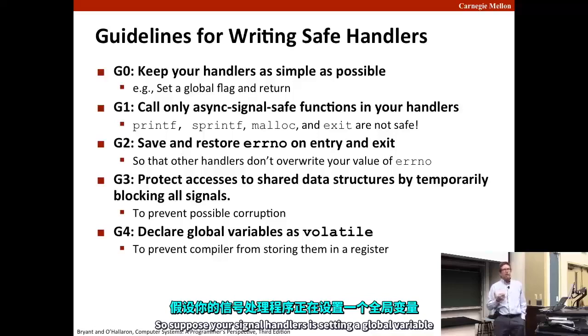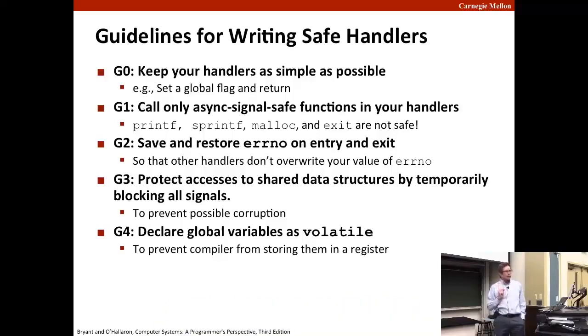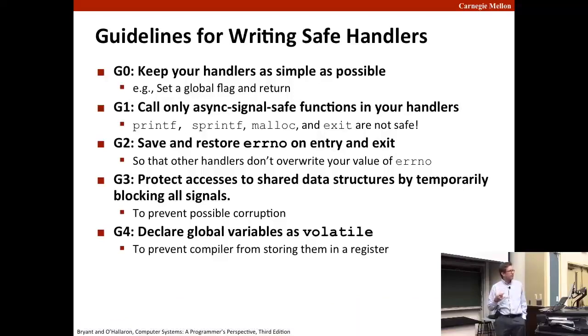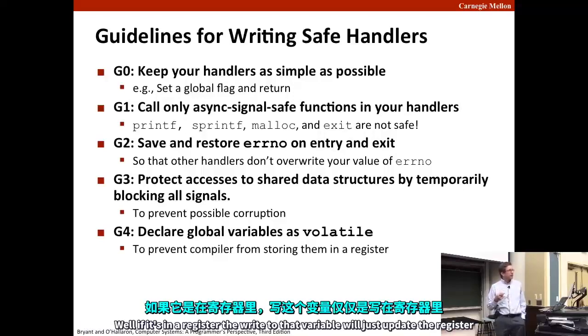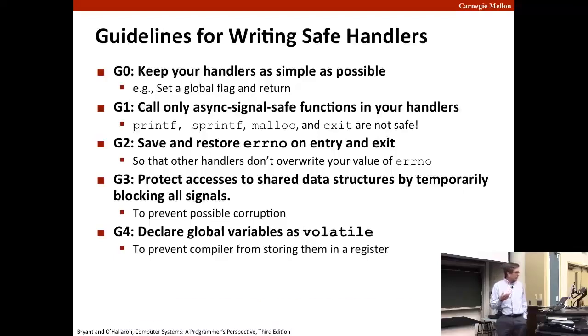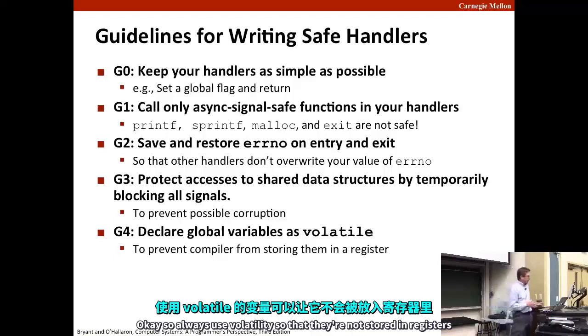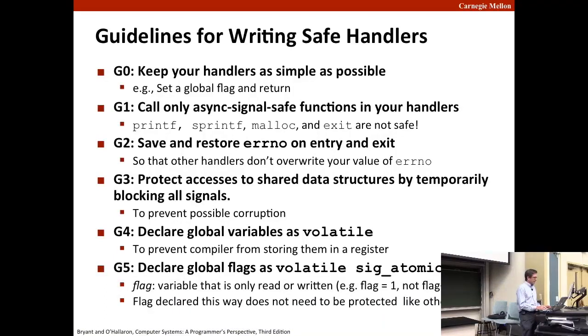So suppose your signal handler is setting a global variable. And now suppose your main routine is spinning, waiting for that global variable to get set. Well, if it's in a register, the write to that variable will just update the register, right? And so your main routine is in danger of spinning forever, not seeing the change. Right? Okay, so always use volatile so that they're not stored in registers.